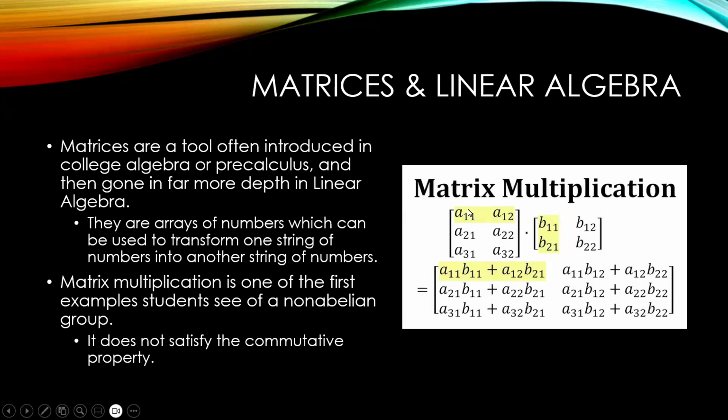Notice we have something with 3 rows and 2 columns. We're multiplying it by something which is 2 by 2, and we're getting another one which is 3 rows and 2 columns. Matrix multiplication is a little bit tricky, and it turns out it's not commutative. While it satisfies a number of different properties, it's not commutative, which means we're going to get a non-abelian group out of matrix multiplication. It's kind of fun.